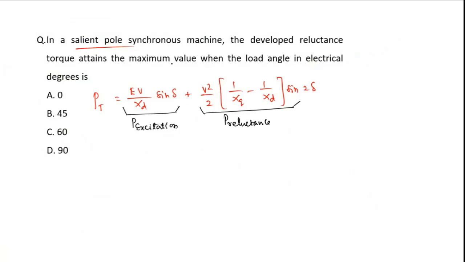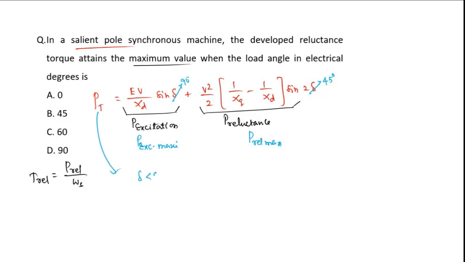It is asking when the developed reluctance torque attains maximum value. If you want torque, it is the reluctance power divided by synchronous speed. So you get maximum reluctance power when delta is 45 degrees. When delta is 90, the excitation power will be maximum. And the total power will be maximum when delta is less than 90 and greater than 45. Generally, delta will be around 60 to 70 degrees.